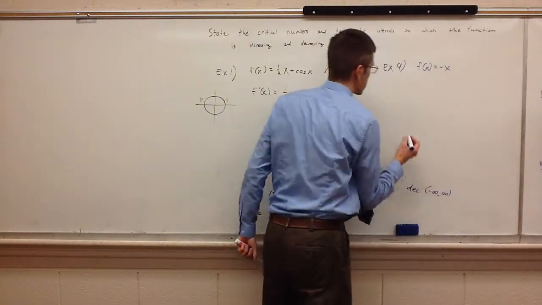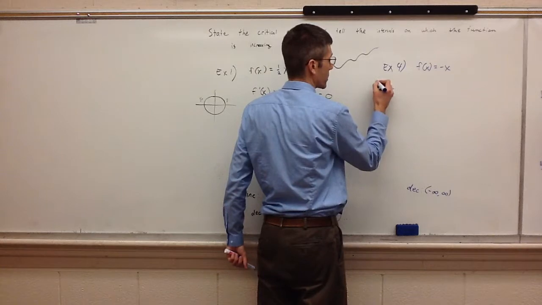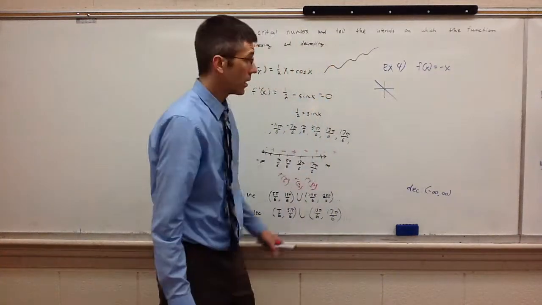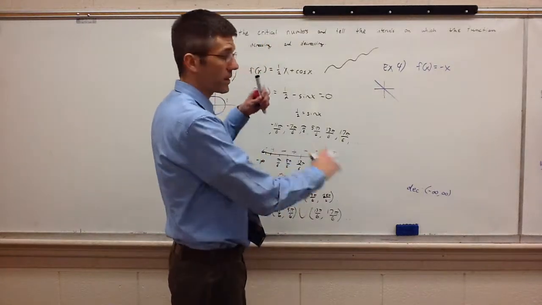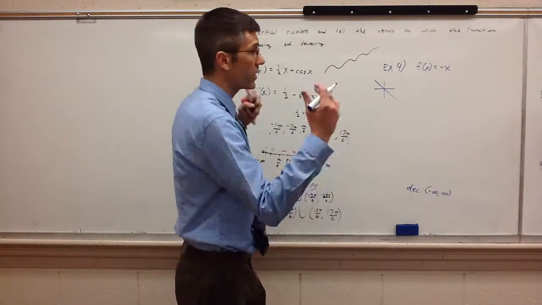Negative infinity to infinity. Because if you were to graph that line, it would go like that. It's never increasing. So you have no intervals of increase. You have just one big interval of decrease, and it's negative infinity to infinity.